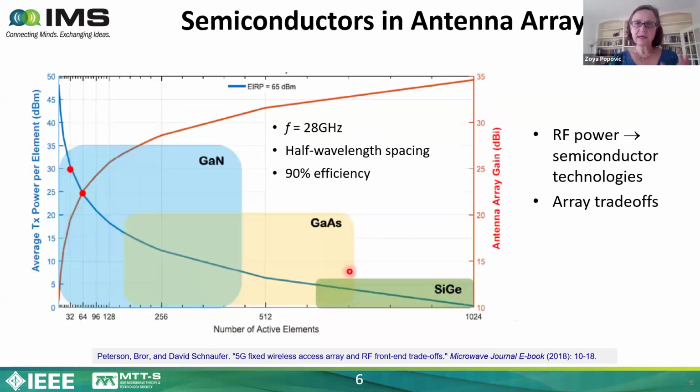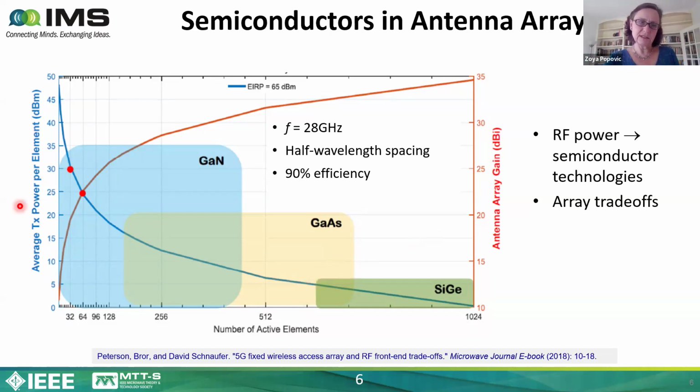So what if we're trying to do antenna arrays and we want to decide which semiconductor to use for an antenna array? The example here is from the article that you see at the bottom, and this is for a cell phone base station with 65 dBm of effective radiated power. What this means is it's a product of the gain of the antenna and the power that you're transmitting. So you could have a big antenna with not so much power, or the other way around, and this is a measure of the power density in the far field.